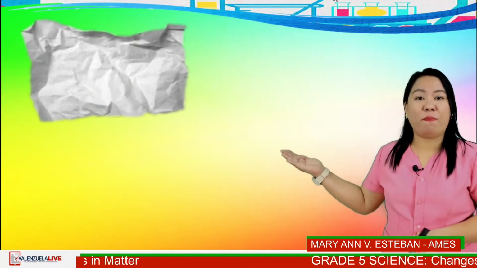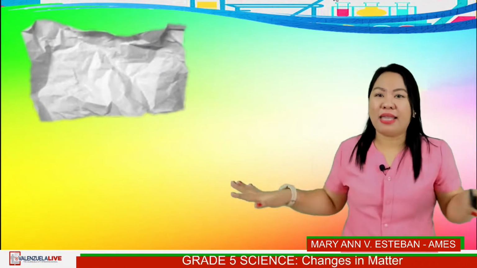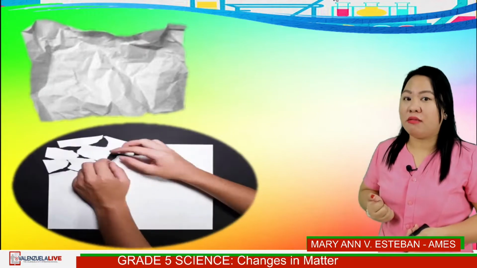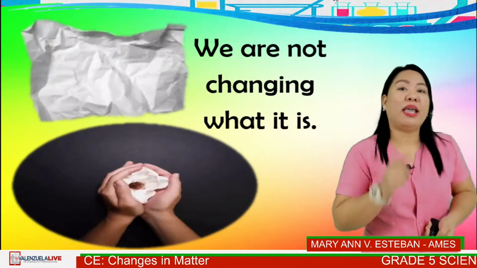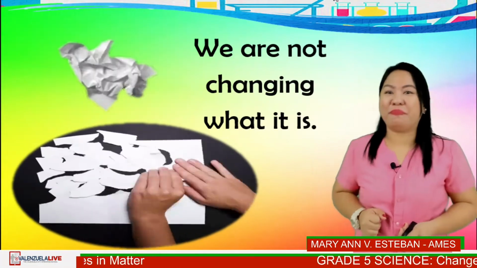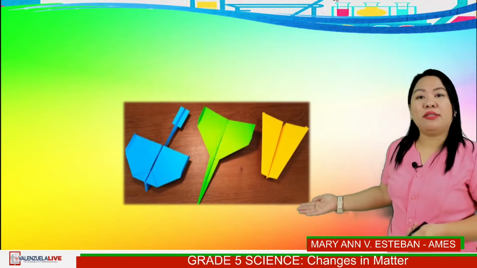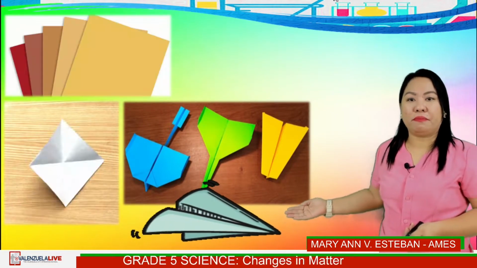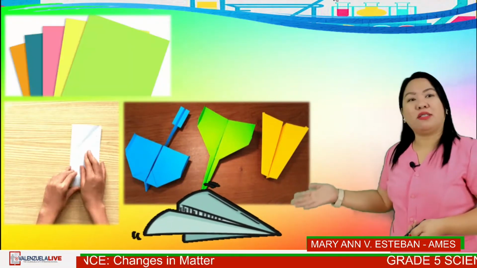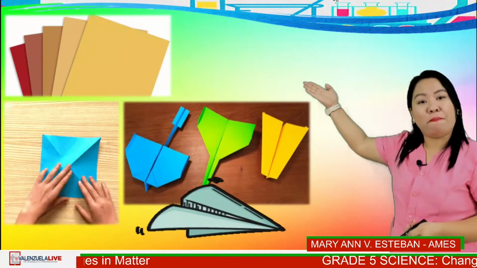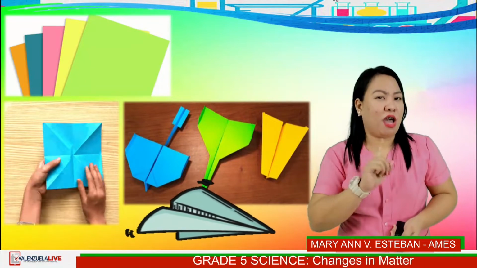Just like this piece of paper. We crumpled it, we flattened it, we tear it, but we are not changing what it is. It is still a piece of paper. Now, here is a paper airplane. This may look different, but it started out just as this piece of paper. We change what it looked like, but not what it is.